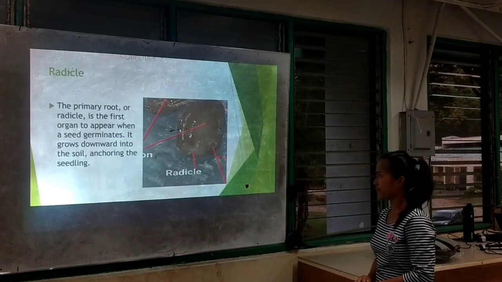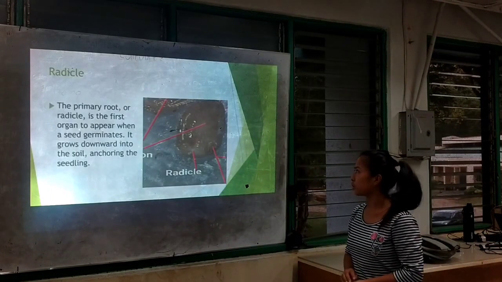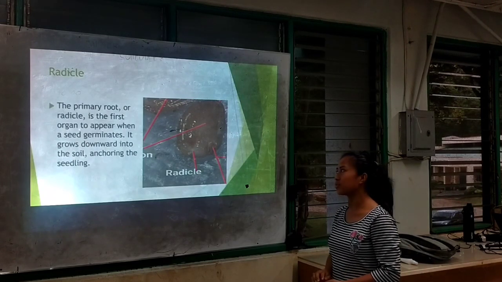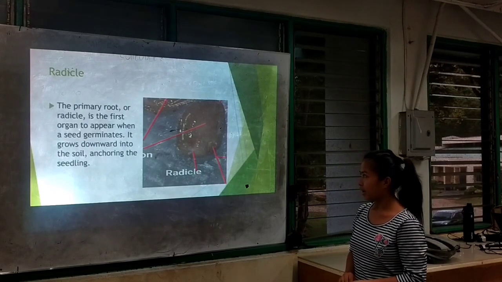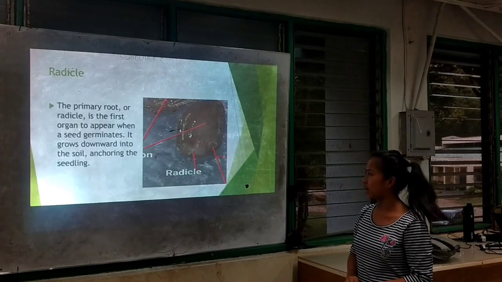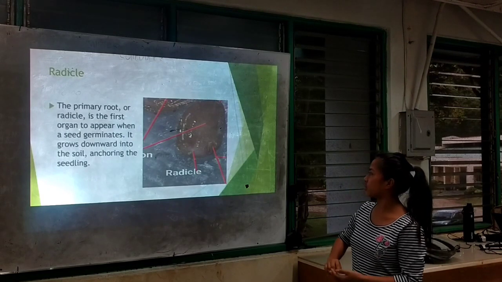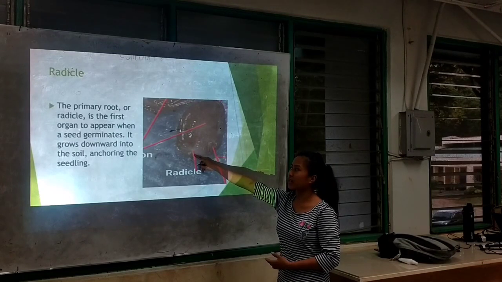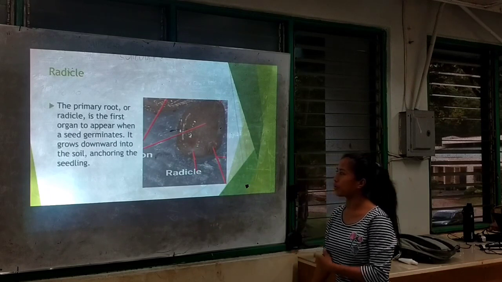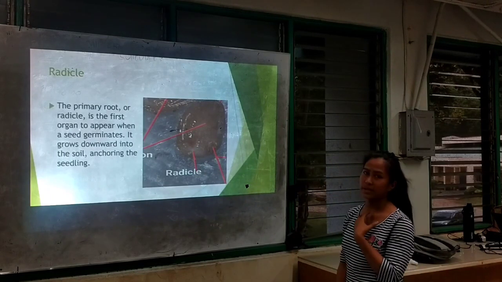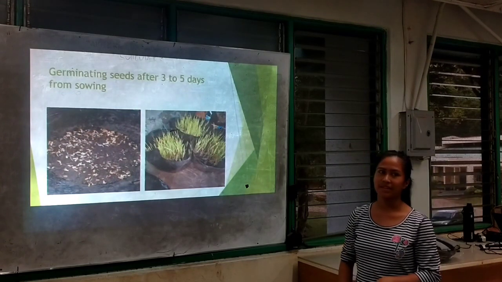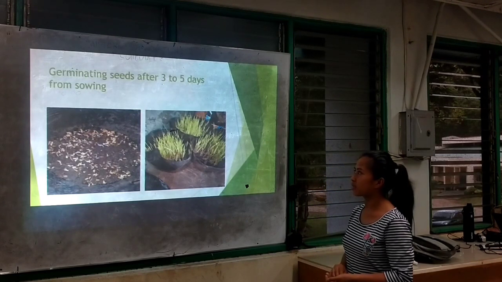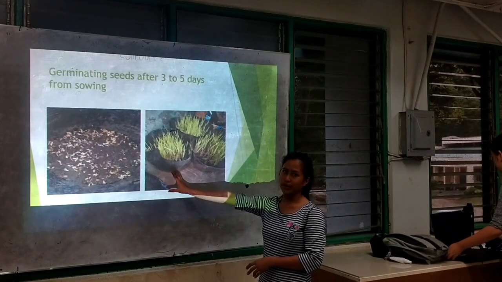Next, the radicle. The radicle is the primary root, the first organ to emerge when a seed germinates, and it grows downward into the soil, anchoring the seedling. This is the portion of the radicle, where the first organ appears when the seed germinates. Next, this is our activity: germinating seeds after 3 to 5 days from sowing. They have sprouted.